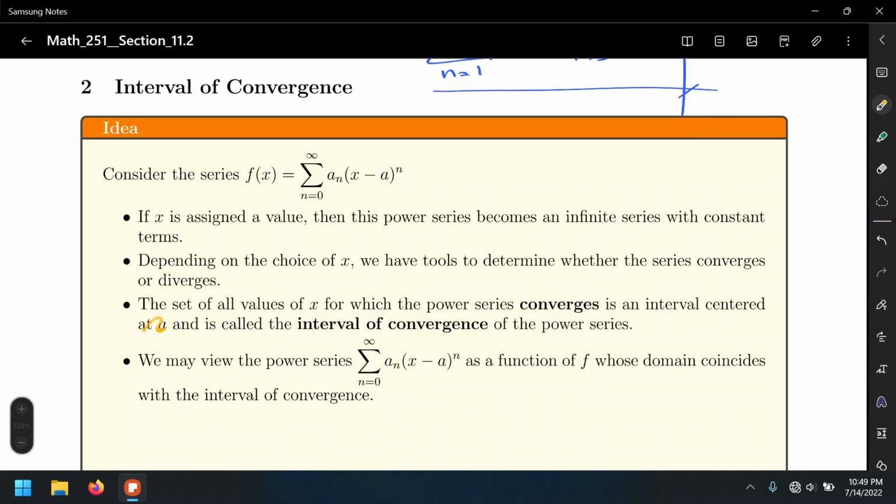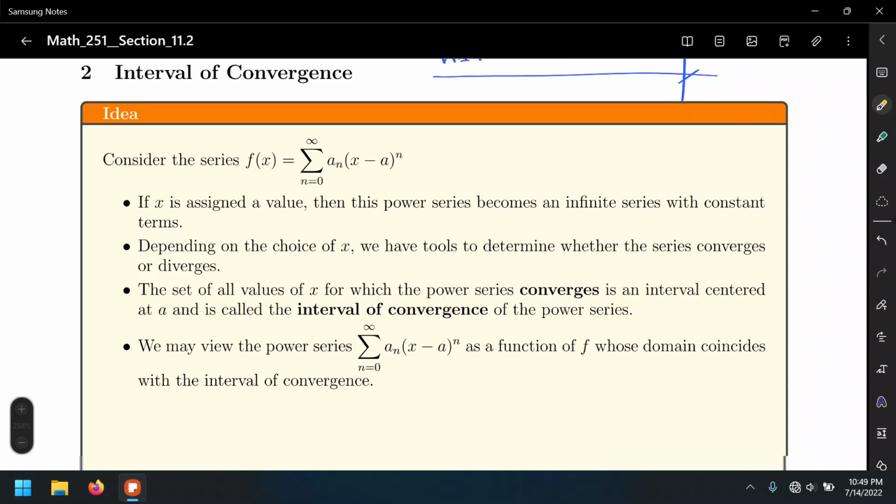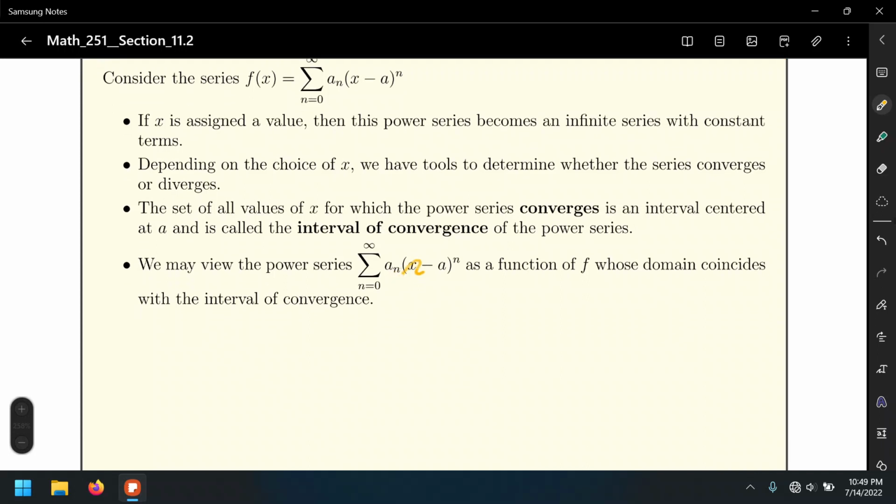Now, that set of values of x for which the power series converges is an interval centered at a, possibly at 0, possibly at another value of a other than 0, depending on the series. That's what we call the interval of convergence. So here is the thing. We may view the power series, sigma a sub n times (x minus a) to the n, as some function f whose domain coincides with the interval of convergence.